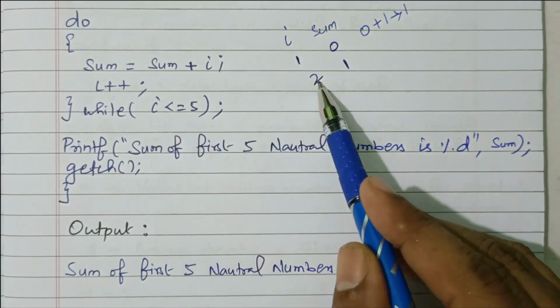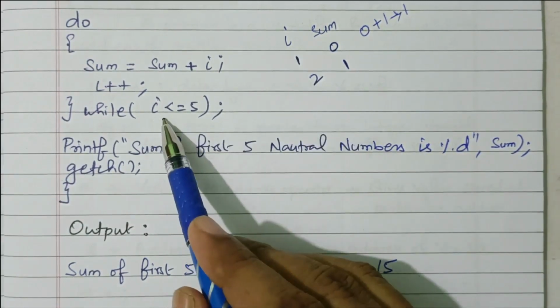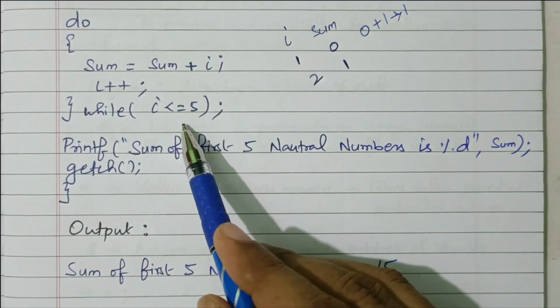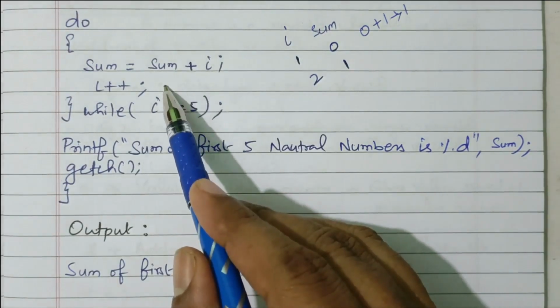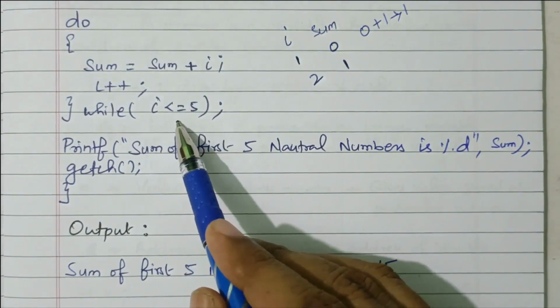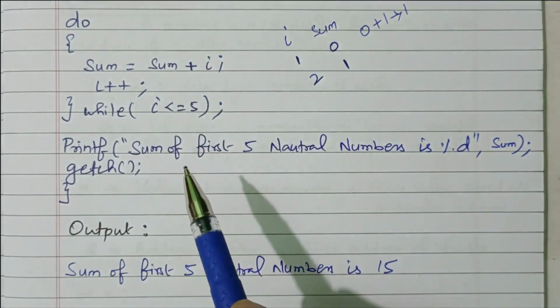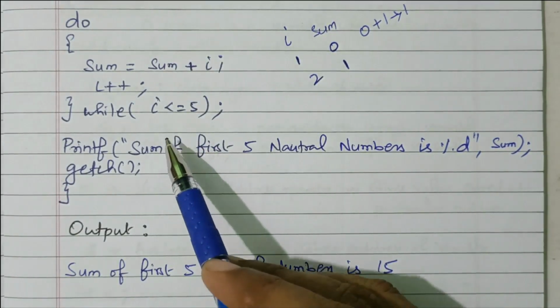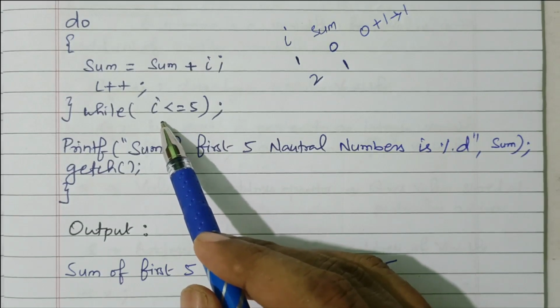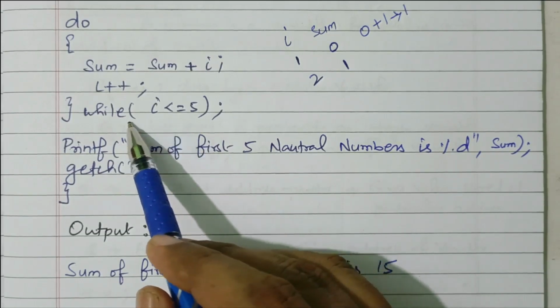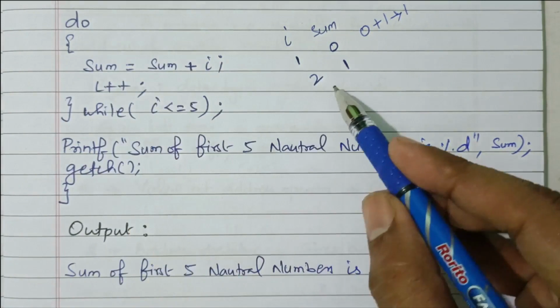I is 2 only. So 2 less than or equal to 5. This condition is true. After executing one time only, the condition is verified. But in the previous case, while loop, initially we verified the condition, thereafter only it is executed. Now the condition is true, so the same statement is repeated, right?